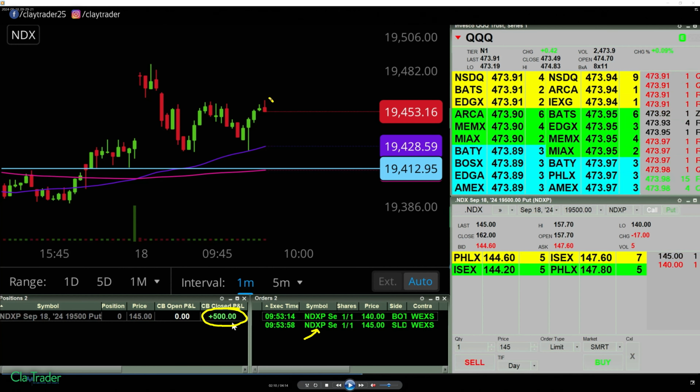And up here you can see the candle did go red, meaning it came down a little bit as I thought it would, and was able to put $500 in my pocket.